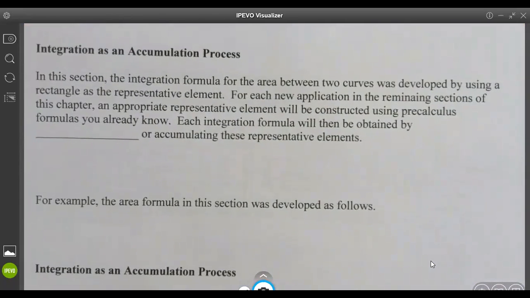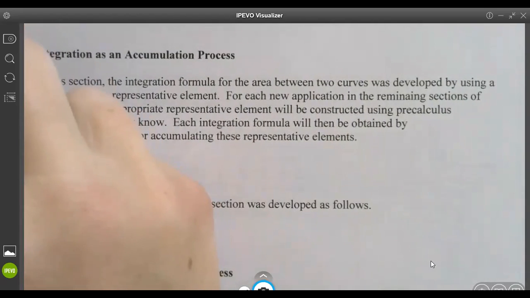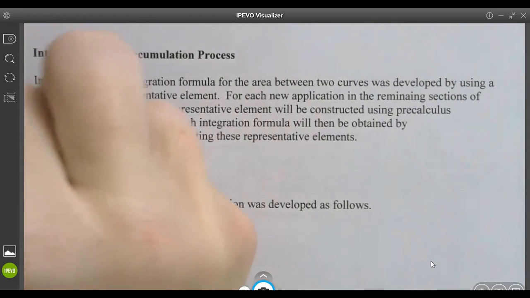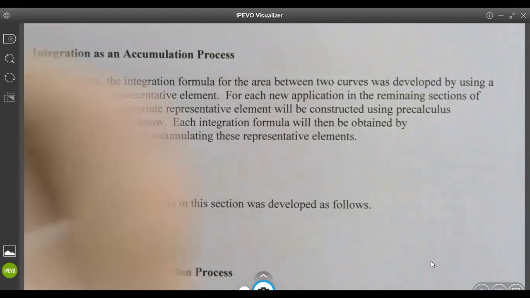Integration is an accumulation process. In this section, the integration formula for the area between 2 curves was developed by using a rectangle as a representative element. For each new application in the remaining sections of this chapter, an appropriate representative element will be constructed using pre-calculus formulas you should already know. Each integration formula will then be obtained by summing. What is summing? Adding or accumulating these representative elements.